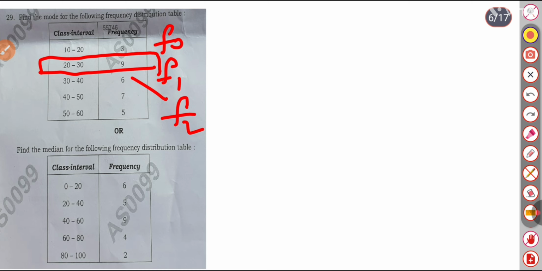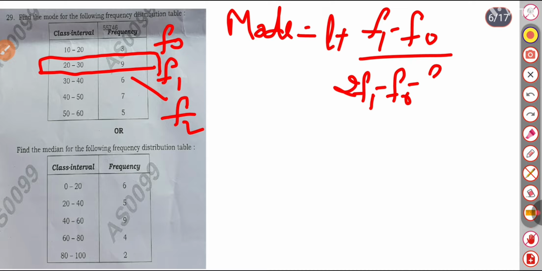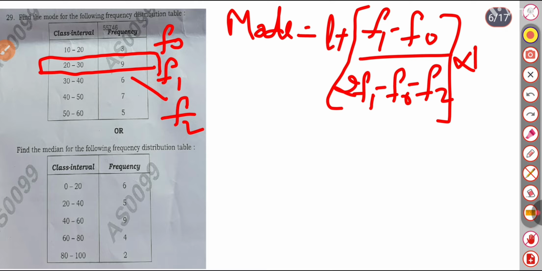We'll write the formula. Mode is equals to L plus (F1 minus F0) by (2F1 minus F0 minus F2) into H. After writing the formula, what is L? L is the lower limit of the class interval where we marked. Then H is the difference of the class interval 20 to 30, which is 10. So 10 will be the size of the class interval.